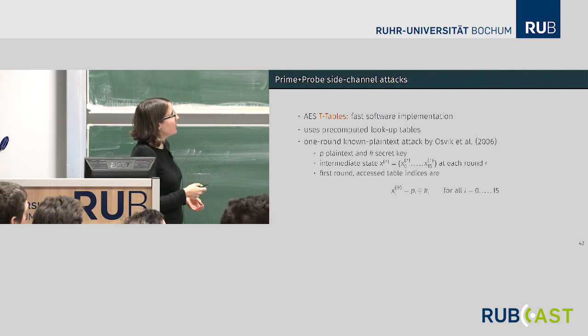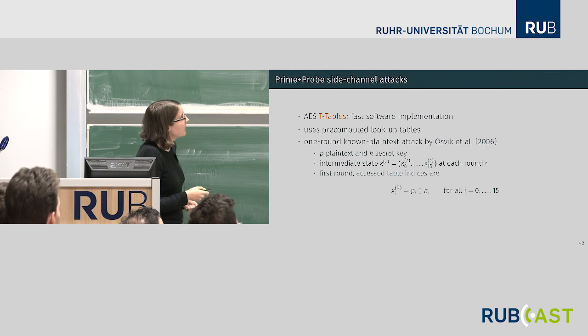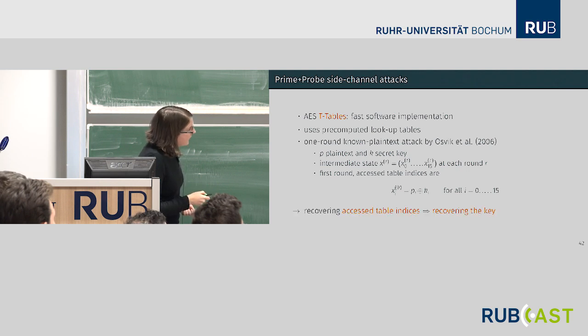And unfortunately, this implementation has been known to be vulnerable against side channel attacks since 2006. So the idea is that you have P, your plaintext, and K, your secret key. And the algorithm is going to compute an intermediate state at each round of AES. And on the first round, the access table indices are P XOR K. So this is a known plaintext attack. That basically means that if you recover the access table indices, then you will also recover the key because it's just XOR.